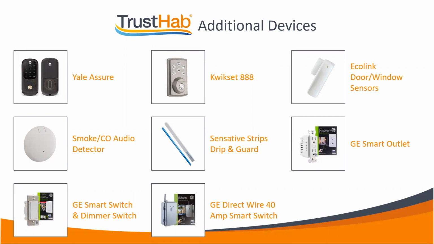And lastly, the GE Direct Wire 40 amp smart switch provides the same functionality as our switches and outlets, but can be used for larger outdoor appliances and in common areas such as water heaters, pool pumps, and spas.